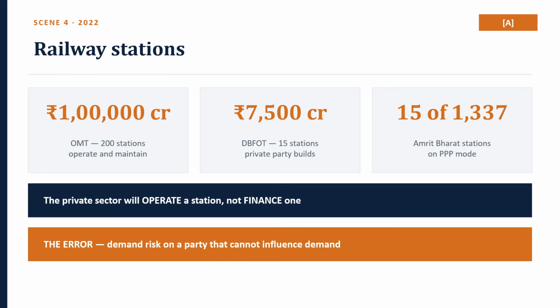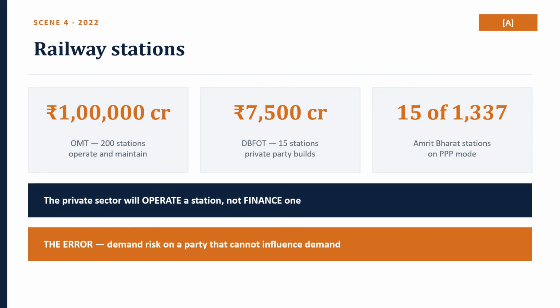So two models are in use and the distinction is examinable. First, one model is OMT. What is OMT? That is operate, maintain, transfer. The ministry builds the station on EPC. Once operational, a private operator runs and maintains it and pays the ministry a revenue share. Public money builds, private money operates. Model 2 is DBFOT, where the private party designs, builds, finances, operates and transfers.